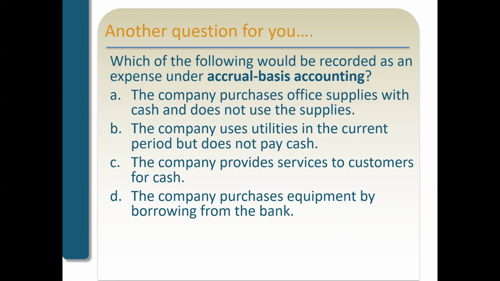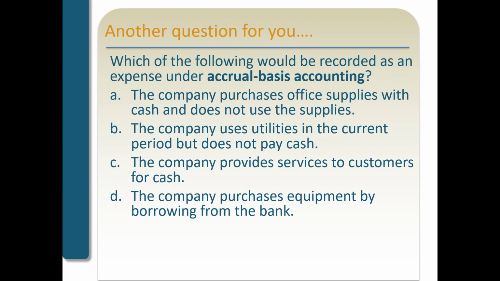Which of the following would be recorded as an expense under the accrual basis of accounting? The company purchases office supplies with cash and does not use the supplies. Is it an expense if we didn't use the supplies? No. The company uses utilities in the current period, but does not pay cash. Did we use them? It's an expense, even if we haven't paid it yet. What would that journal entry be?